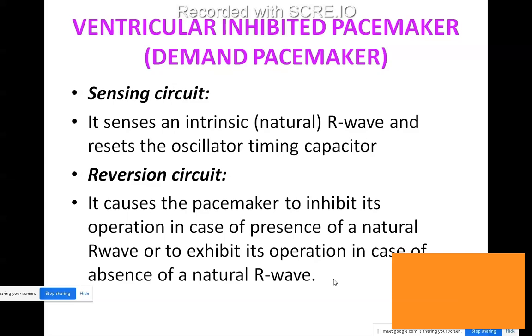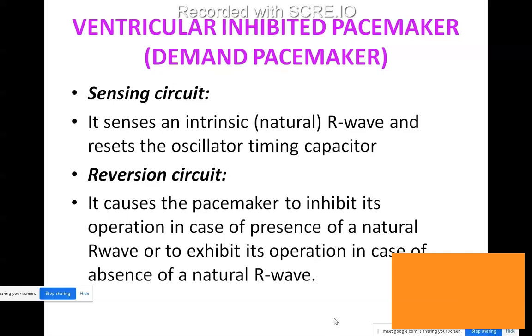Then the sensing circuit. Here the sensing circuit will sense the R waveform which is generated in the AV node, and then it will reset the oscillator timing capacitor based on the signal generated in the AV node, that is the R waveform. Based on that it will generate the timing. Time will be reset based on the signal generated in the AV node.